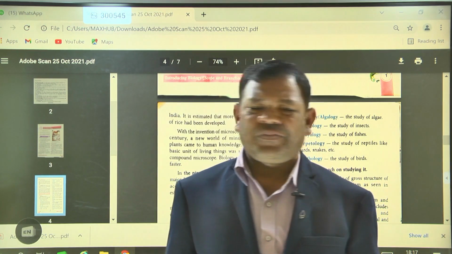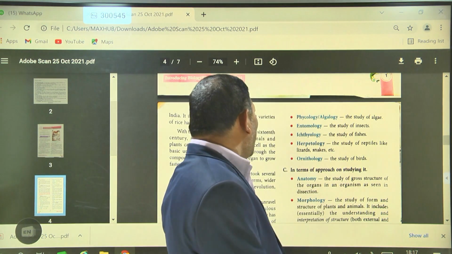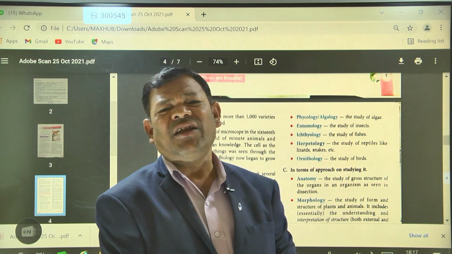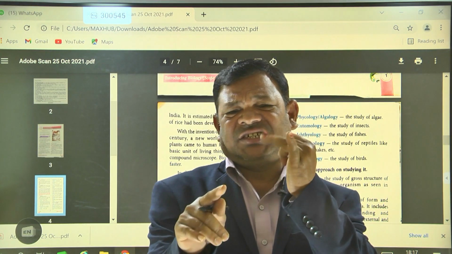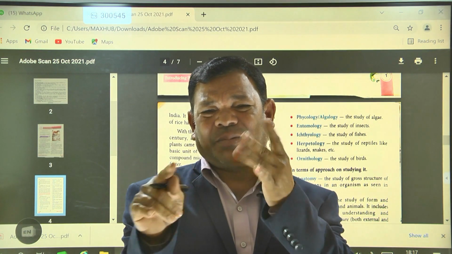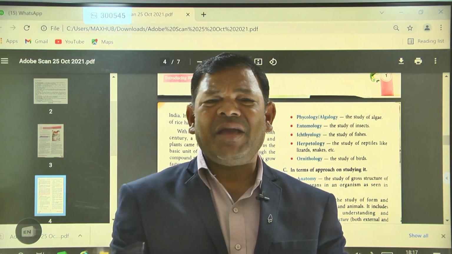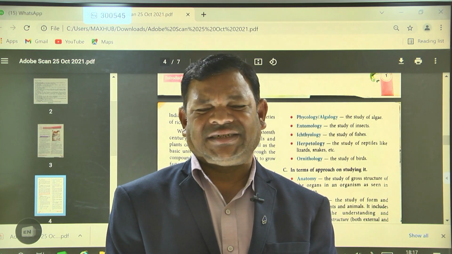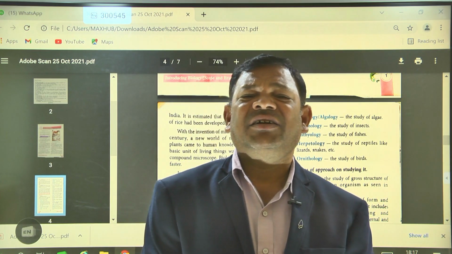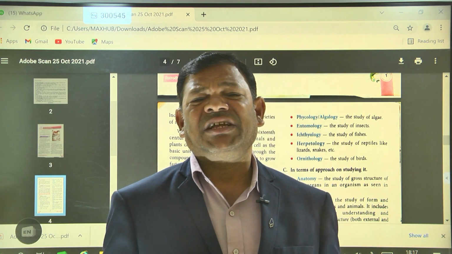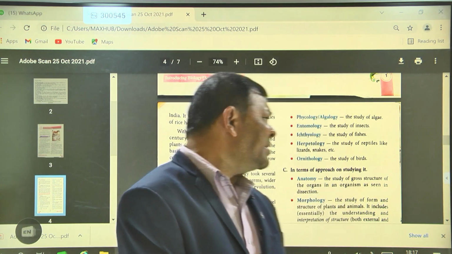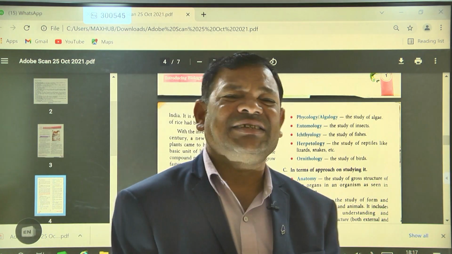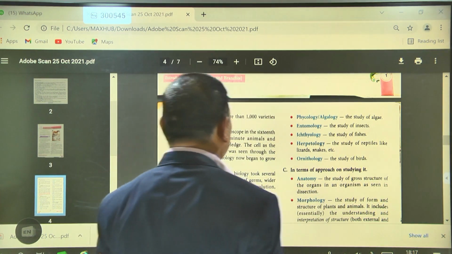Please note down. Next one is herpetology. Do you know very well the reptiles in the animal kingdom? Fishes, amphibians, reptiles, aves, mammals, five classes are present. These belong to the chordates. In the chordates, the notochord is present in their entire life. Study of the reptiles is called herpetology.